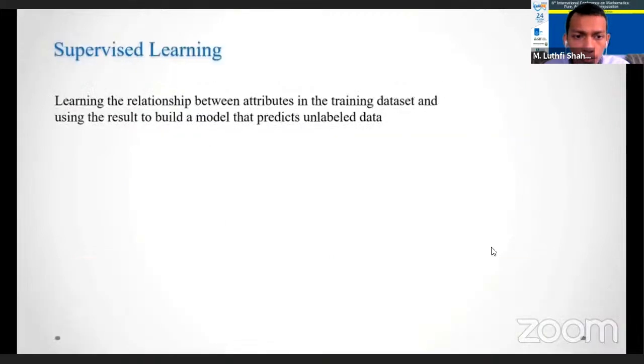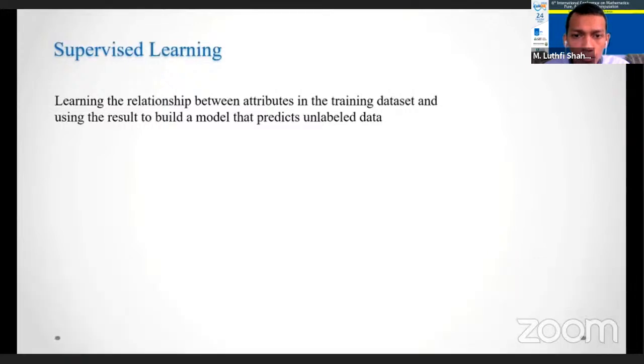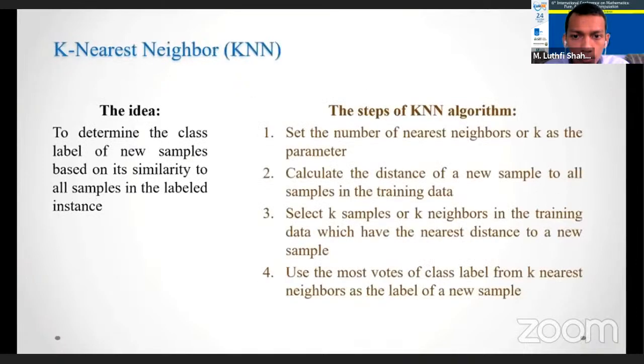Now the method. We use supervised learning as a machine learning task to classify ovarian cancer. It works by learning the relationship between attributes in the training dataset and using the result to build a model that predicts unlabeled data. The first supervised learning method is k-nearest neighbor. The idea is to determine the class label of new sample based on its similarity to all samples in the labeled instance. The steps of KNN algorithm.